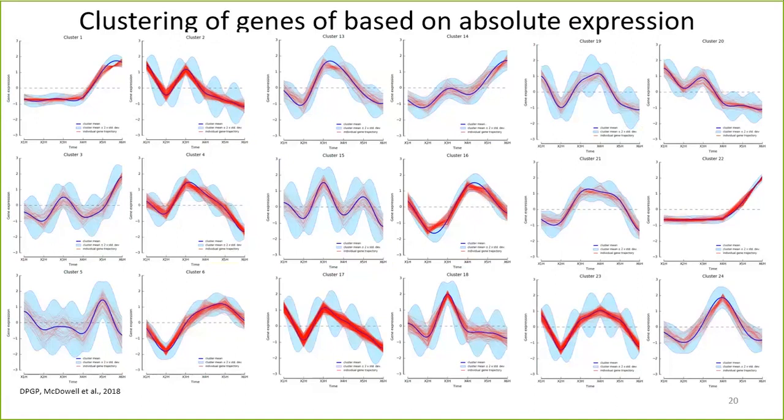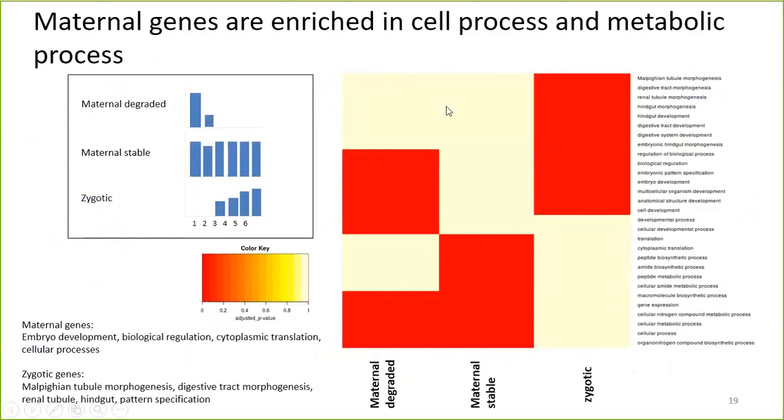And although I don't show all the results for this, indeed we found that genes that, for example, were turned on, like in this cluster one in the top left, late in development, were involved in specific organogenesis processes. Genes that, for example, were maternally supplied at the beginning, degraded, and then came back, were involved in biological processes, basically recapitulating the same events that we saw in this categorization here.